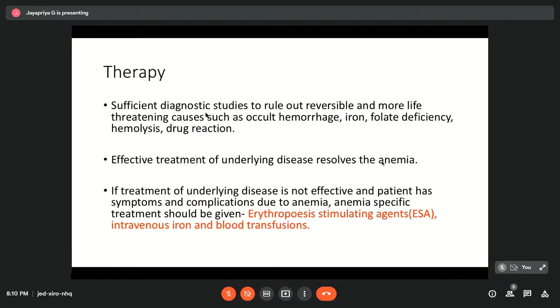So coming to the therapy in anemia of inflammation. Always, before branding a patient as anemia of inflammation, you should rule out other causes of hyperproliferative anemias, which we will be seeing. And once we know that the anemia is because of the underlying disease, if you effectively treat the underlying disease which is causing the anemia, usually it will resolve the anemia. But sometimes the anemia will not be resolved by the treatment of the underlying disease. Then we should give specific treatment for improving the hemoglobin, which includes erythropoiesis stimulating agents, intravenous iron, and sometimes blood transfusions might also be required in these patients.